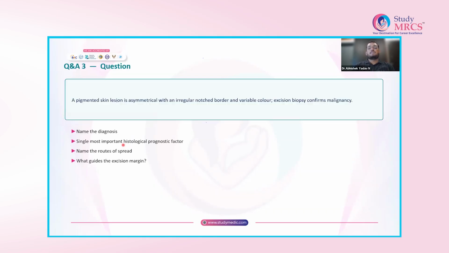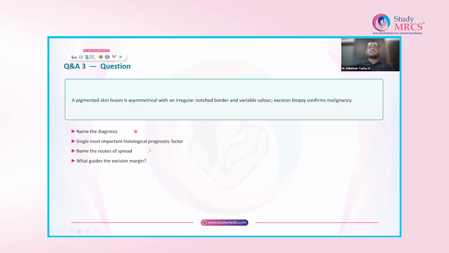Third station regarding skin pathology: a pigmented skin lesion with asymmetry, an irregular notched border, and variable color. See the ABCD criteria: asymmetry, border irregularity, color variation. Excision biopsy confirms malignant cells, the presence of melanoma. So the diagnosis will be malignant melanoma.